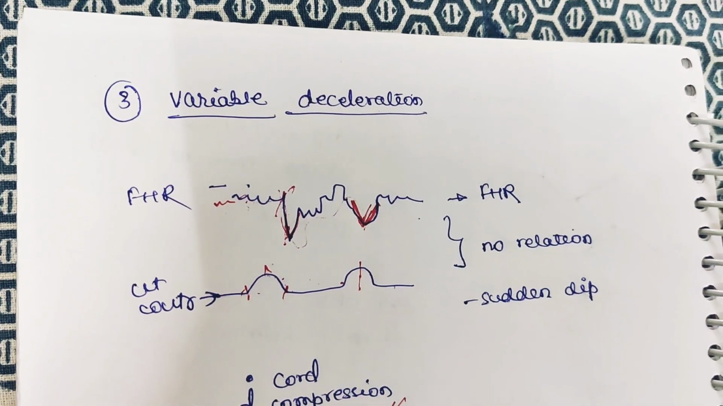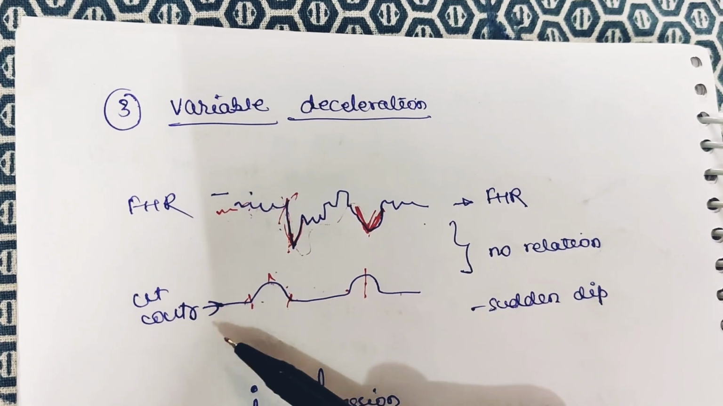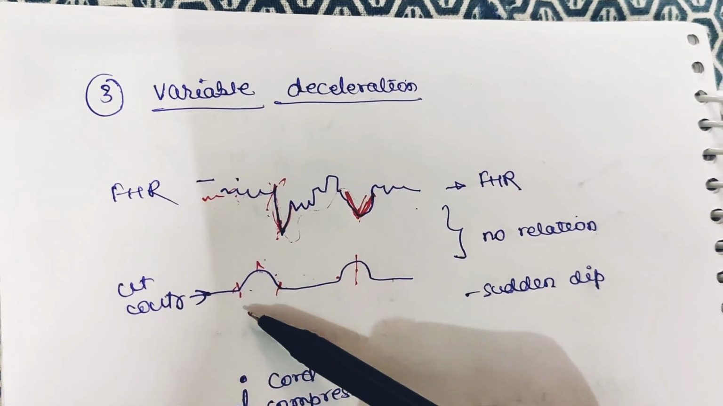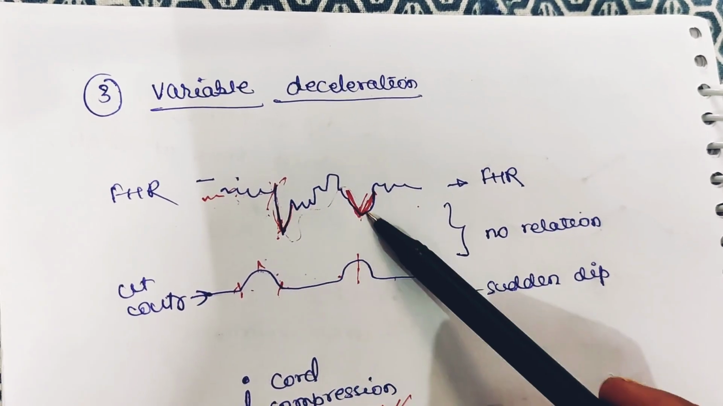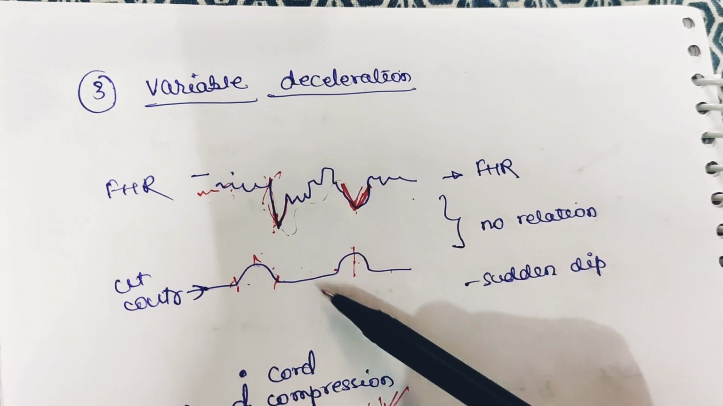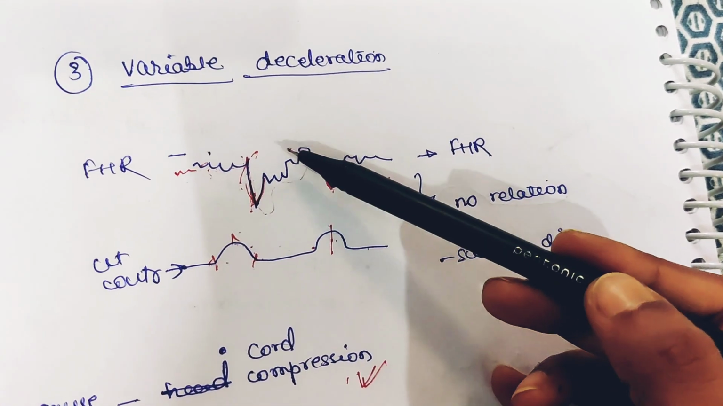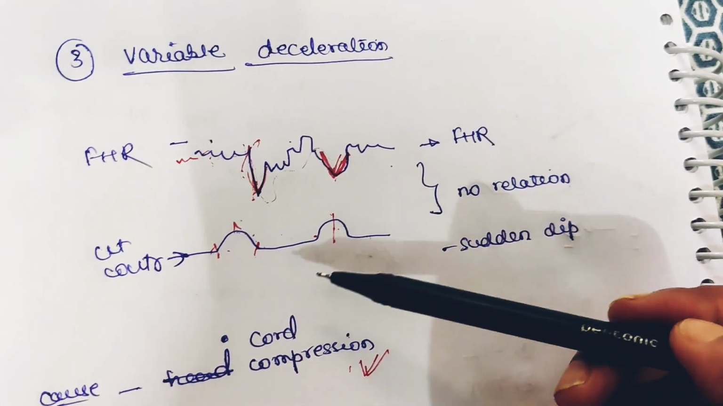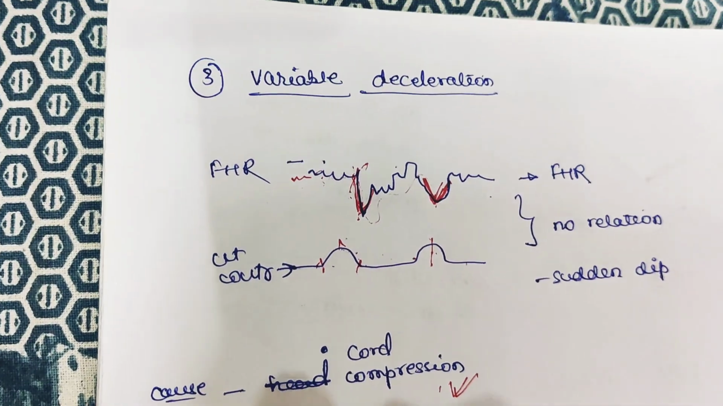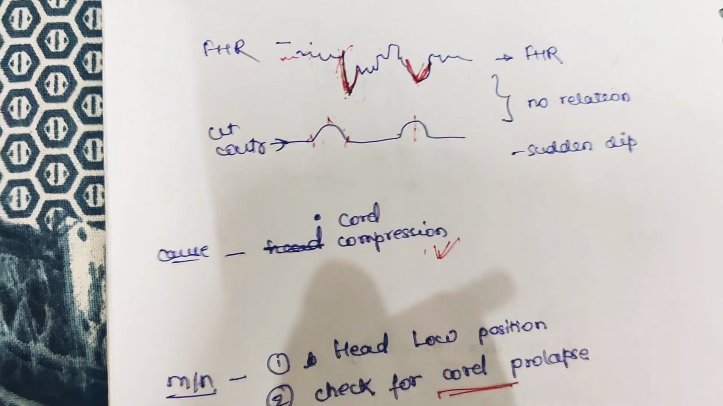This is the graph showing variable deceleration. This is FHR, and this is uterine contraction. The dip in FHR and the uterine contraction, there is no relationship at all, corresponding or not corresponding. It is varying in the whole graph. So there is no relationship between FHR pattern and the uterine contraction, and also there is sudden dip. So this is variable deceleration. Such a graph is seen in cord compression.